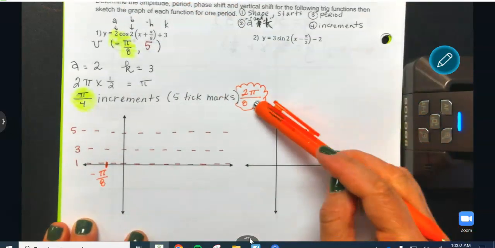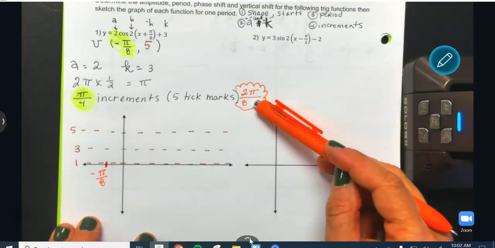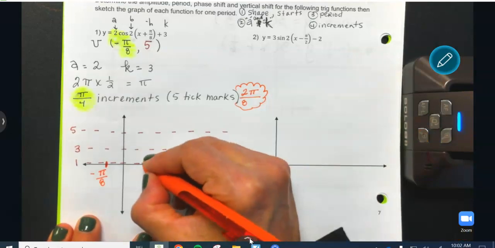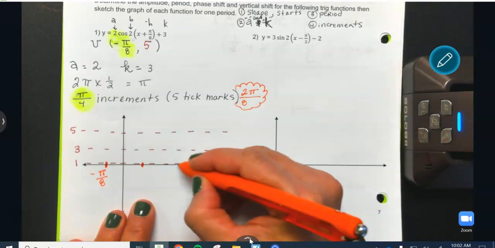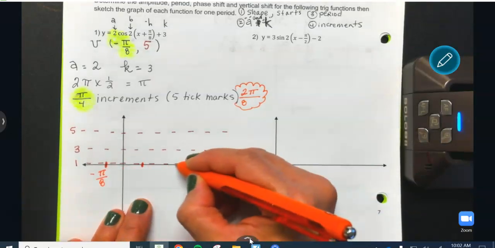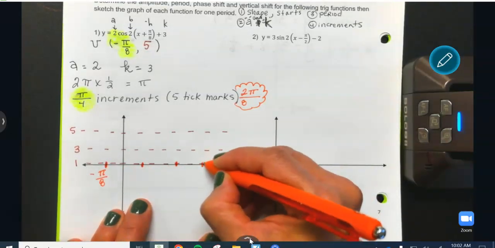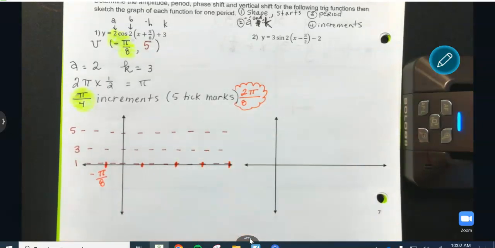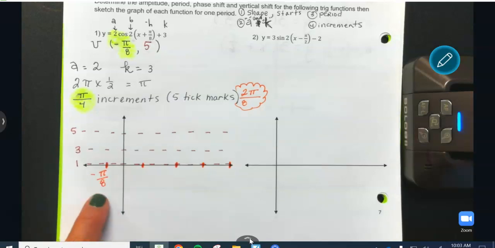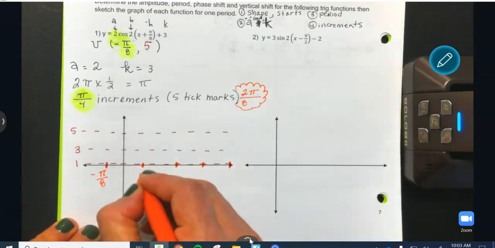Negative pi over 8 plus 2 pi over 8 is positive pi over 8. That's the next one. And then before I continue, a little OCD. I just want to do the best I can to make my tick marks as evenly spaced out as possible. All right, anyway, negative 1 over 8 plus 2 over 8 is a positive 1 over 8.